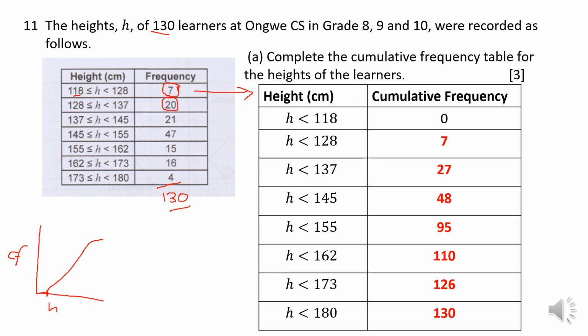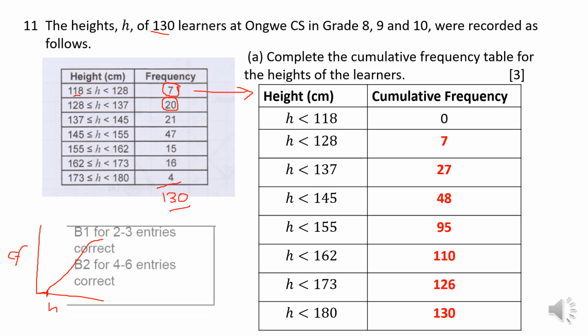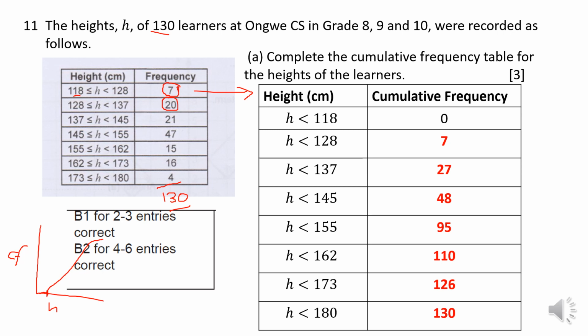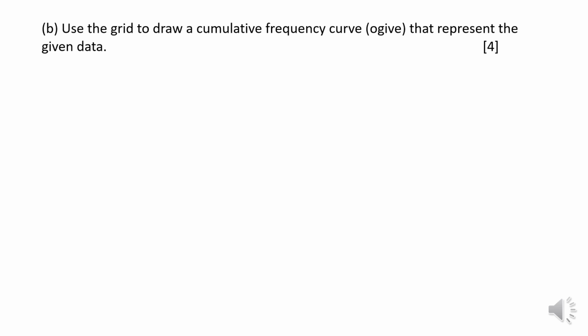All right, so let's look at the next question. Before we go to the next one, how do they mark this in red? You get 1 mark for only 2 or 3 correct answers. You get 2 marks when you get 4 to 6 correct answers. But when you get all 7 correct answers, you get full marks. This question says you are supposed to draw a cumulative frequency curve, an ogive, that represents the given data.